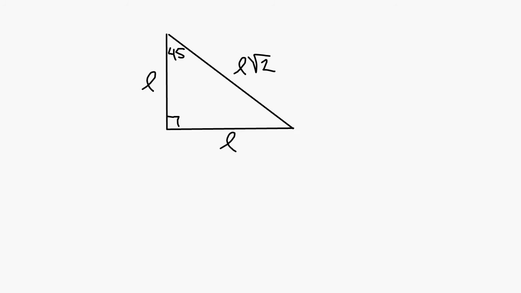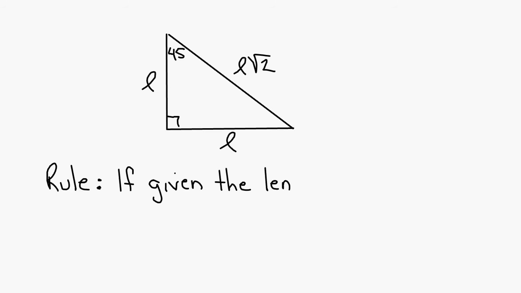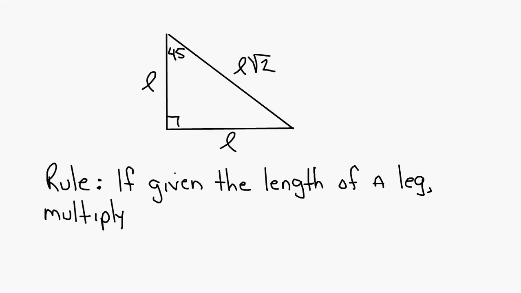So here's the rule for this type of triangle. The rule for a 45, 45, 90: if given the length of a leg, multiply it by the square root of 2 to find the hypotenuse.